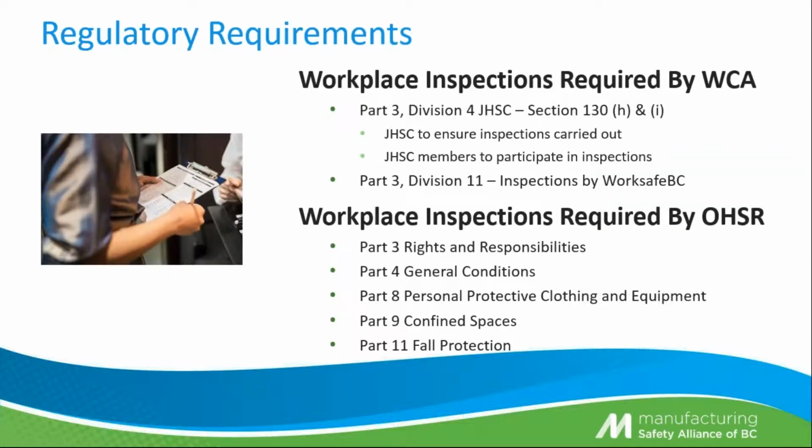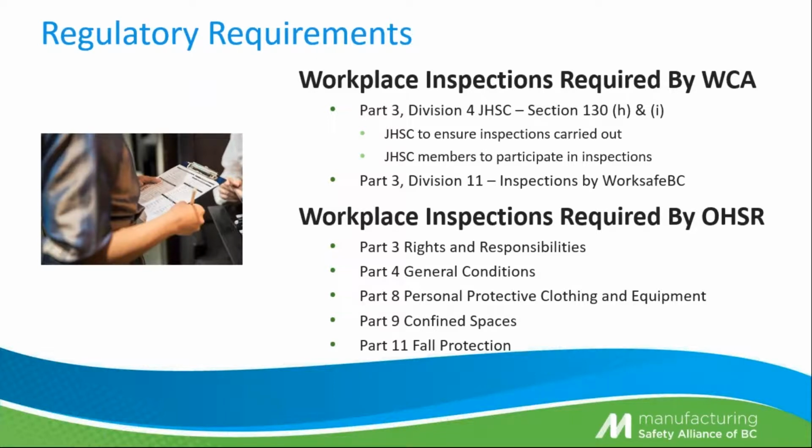So where do we find these? Well, the first section is under the Workmen's Compensation Act, Part 3, Division 4, under the Joint Health and Safety Committee regulation. Section 130H and I tells you about when the Joint Health and Safety Committee is to ensure inspections are carried out and when the members are required to participate in inspections. In Part 3, Division 11, it covers the requirements around inspections by WorkSafe BC at your worksite. Under the Occupational Health and Safety regulations, we have several sections that include workplace inspections. Part 3 is rights and responsibilities.